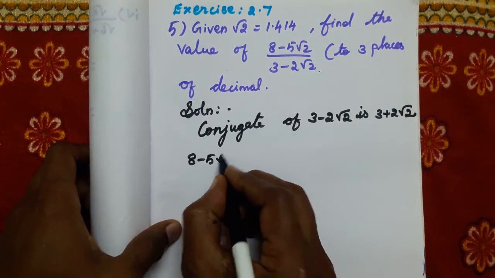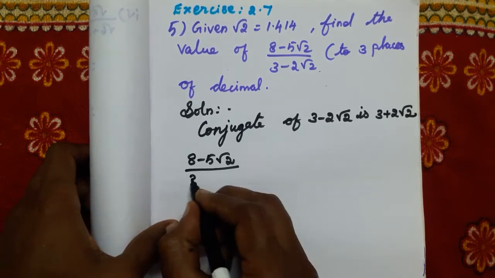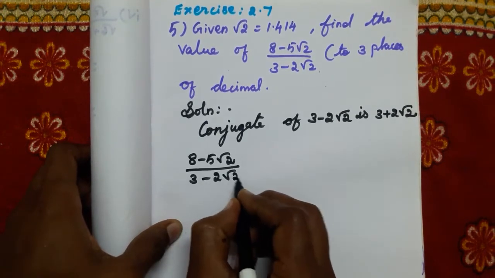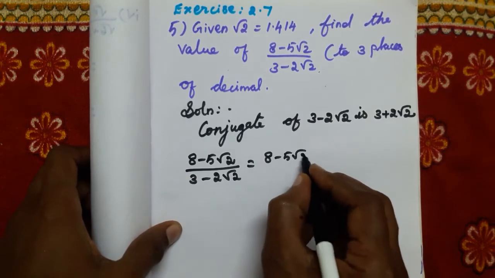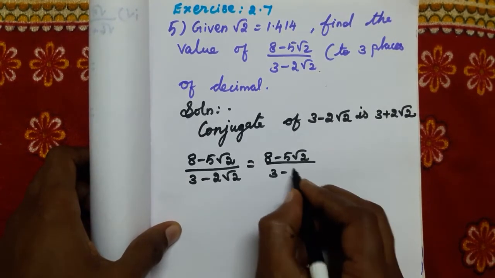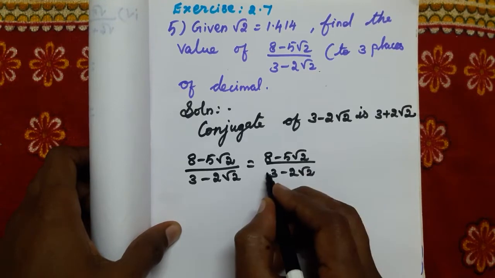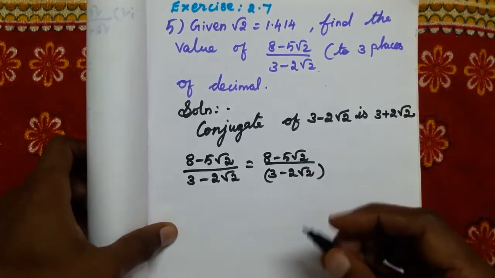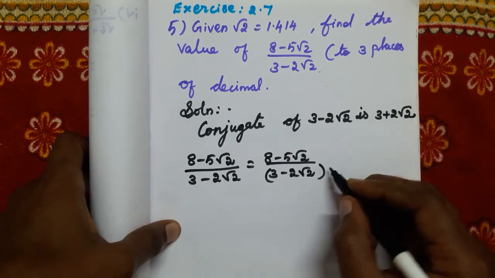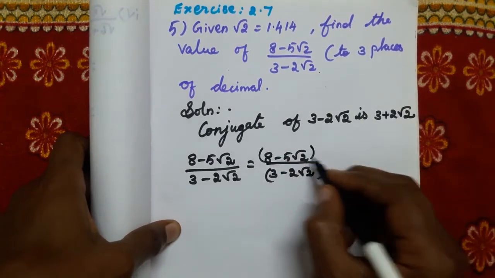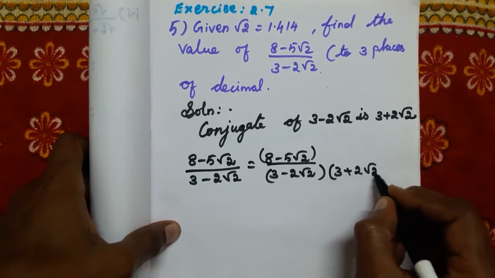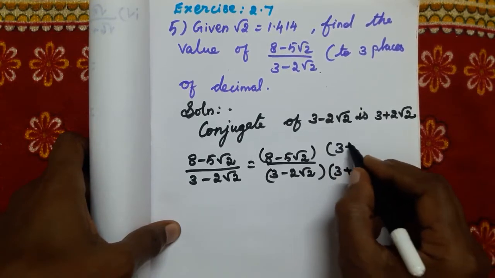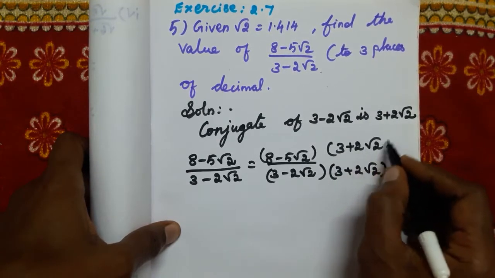(8 minus 5 root 2) by (3 minus 2 root 2). Here we have to multiply with 3 plus 2 root 2 in the numerator and denominator. So 3 plus 2 root 2 in the numerator, and here also we have to multiply 3 plus 2 root 2.